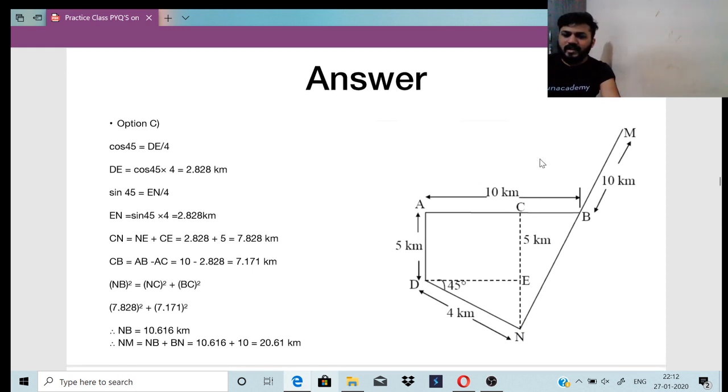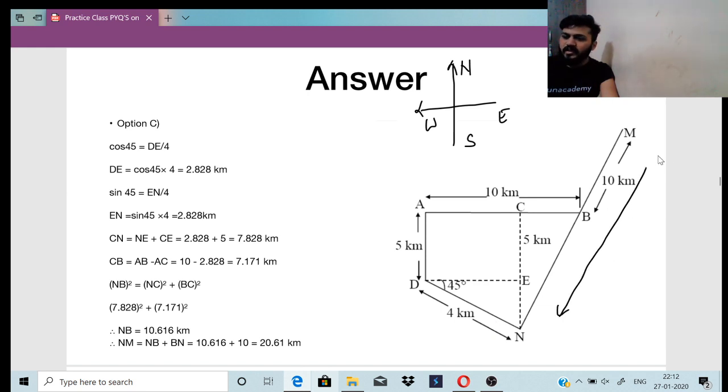So this is how they travel. What are our directions? North, south, west and east. These are our directions. So this is how M and N travel. So we have to find out this distance, right? We have to find out NB.